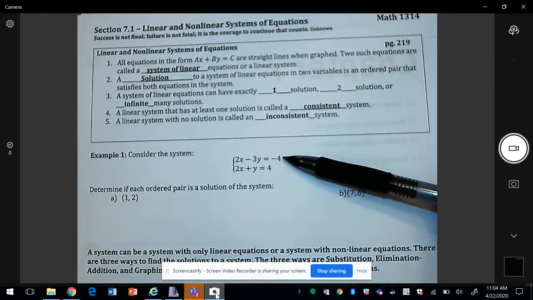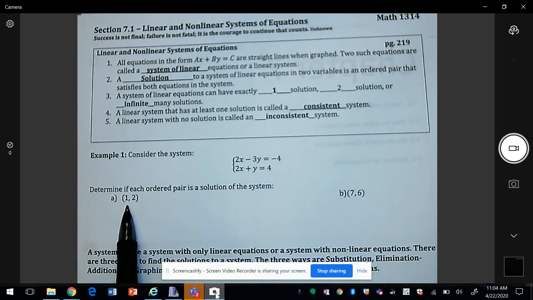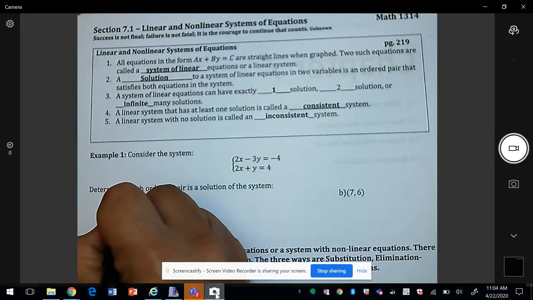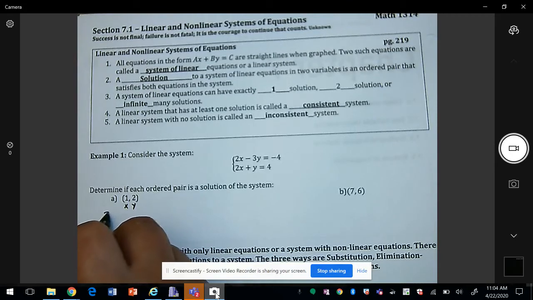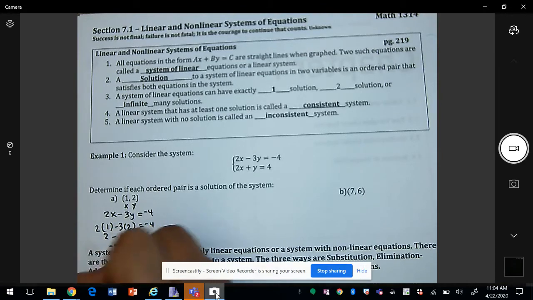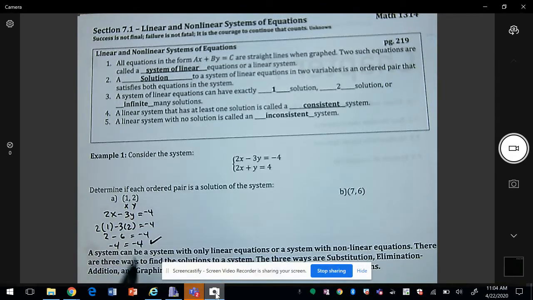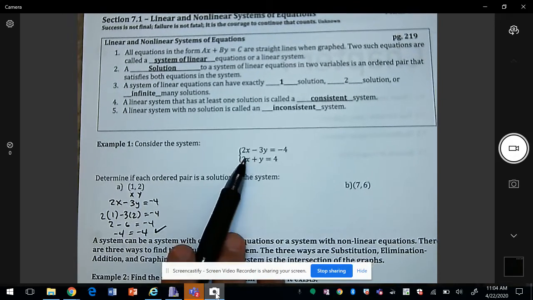And our goal, in example 1, is to figure out if this ordered pair is a solution to this system. In order for us to check, we can substitute the values of x and y into the equation. So I'm going to write the first equation, 2x minus 3y equals -4. Substitute my x, which is 1, and my y, which is 2. And so we get 2 minus 6, which is -4, and -4. So this ordered pair is a solution to the first equation.